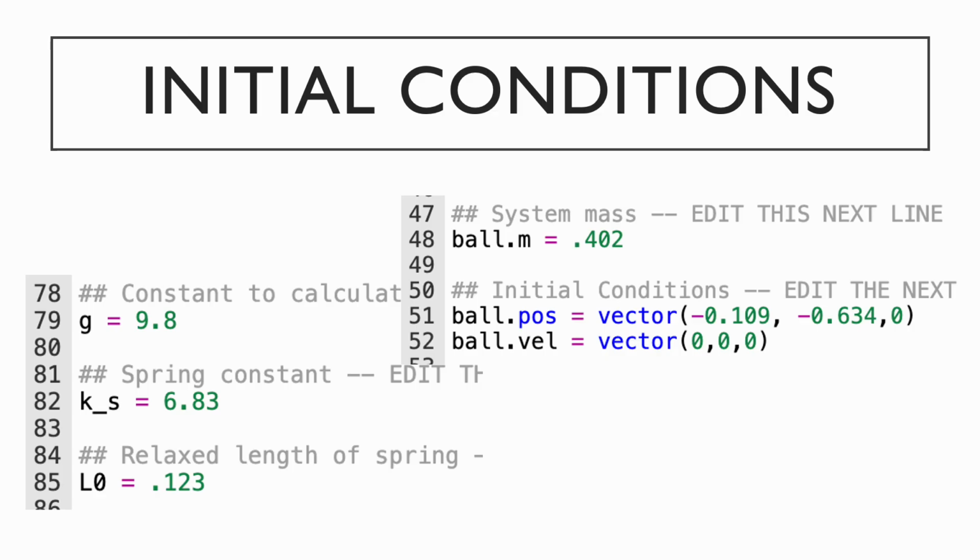Here are some important initial conditions to note. We have our constants. g, which is the gravitational constant, is equal to 9.8. k, which is the spring constant, is equal to 6.83. L0, which is the relaxed length of the spring, is equal to 0.123. The mass of the ball is equal to 0.402. The ball's initial position is equal to negative 0.109, negative 0.6340, and then the initial velocity of the ball is 0.